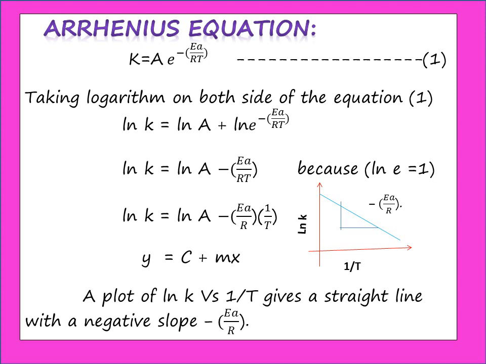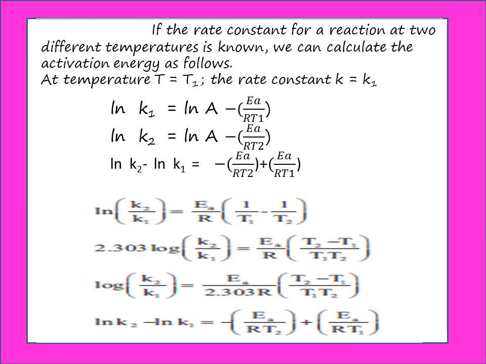Now take 1/T outside, and the equation will become ln k = ln A - (Ea/R) × (1/T). This equation looks like y = mx + c. Here, when you draw a graph between 1/T on the x-axis and ln k on the y-axis, you will get a straight line with a negative slope. What is the slope value from this equation? Yes, the m value is -Ea/R.